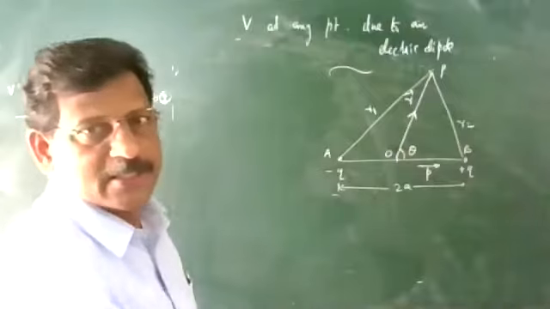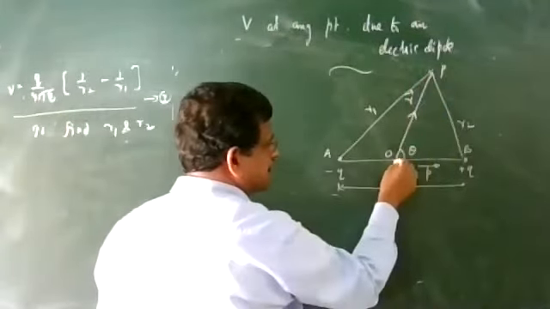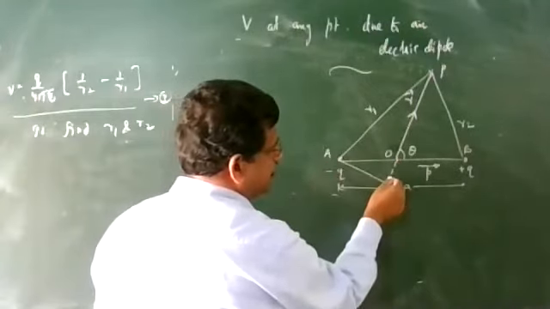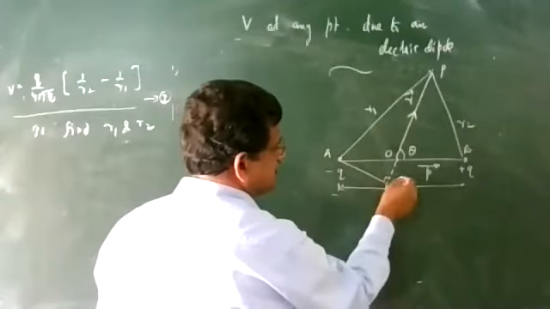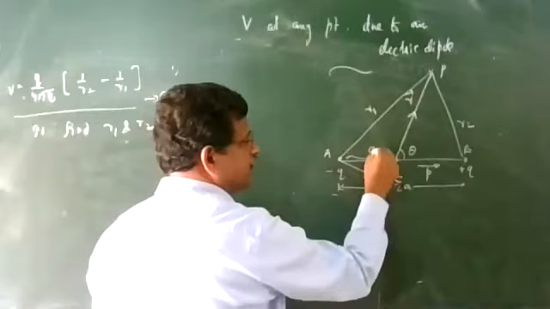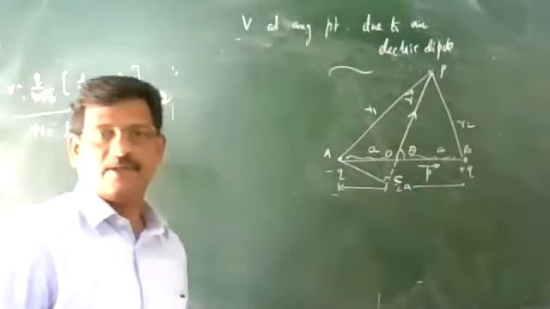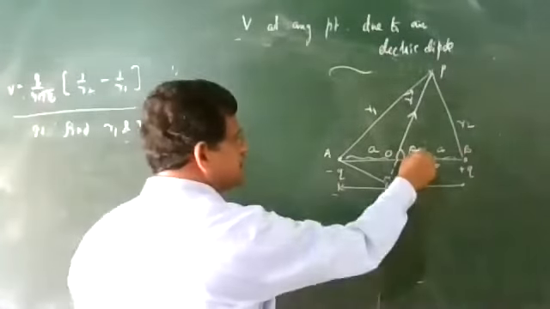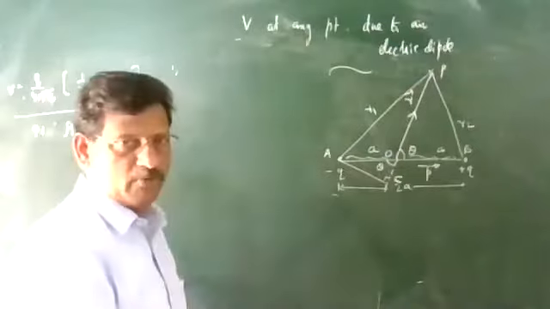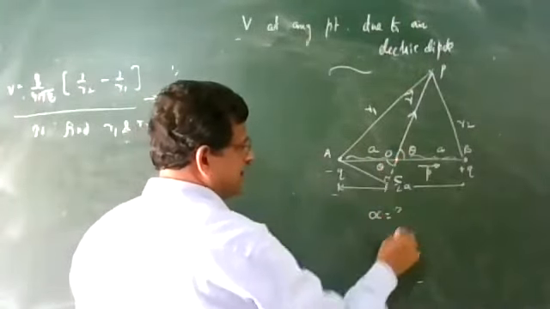What does the construction mean? The line PO is extended back, and from the point A we draw a perpendicular, so you can mark this point as C. In the triangle, the distance on either side is half of a. This angle is given as theta, so this angle is also equal to theta. We want to find out OC and AC.